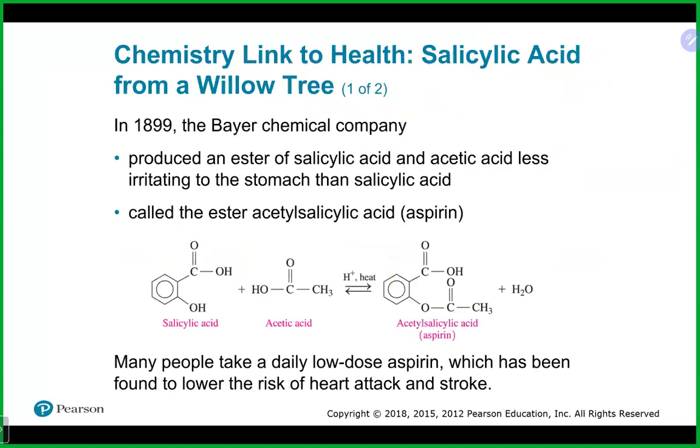As I mentioned before, a lot of esters in the last lecture. Again, it's a lot of things that have aromas and certain tastes. Also, aspirin is an ester as well. So you can see there, salicylic acid, we have our ester group happening right about there.